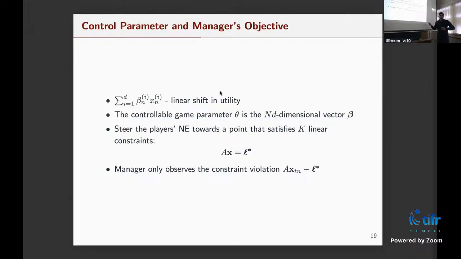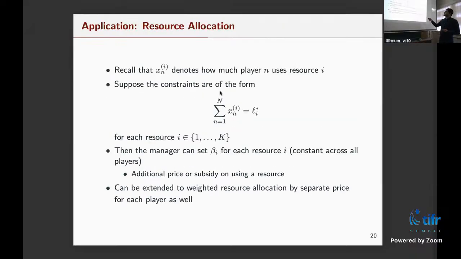In this specific setting, we are working with steering the players' Nash equilibrium towards a point which satisfies a set of k linear constraints. And again, with bandit feedback the manager only observes the constraint violation, nothing else. This should have been Ax_t, but yes, the manager only observes the constraint violation. Let's see why this Ax equals L star problem has some meaning, and we will do that in the resource allocation setting. The constraints are just that the total amount of each resource used should be equal to some constant L_i star.